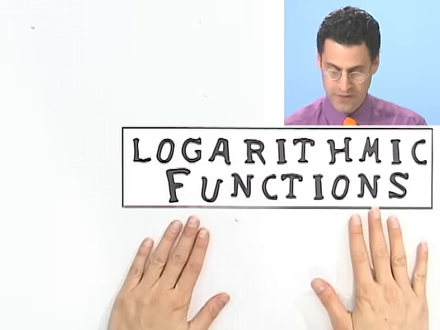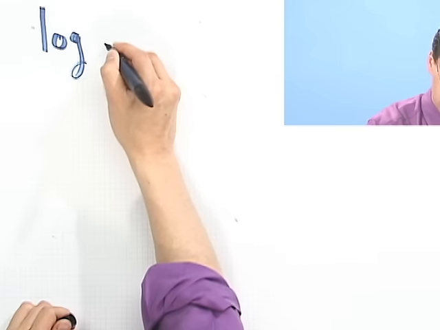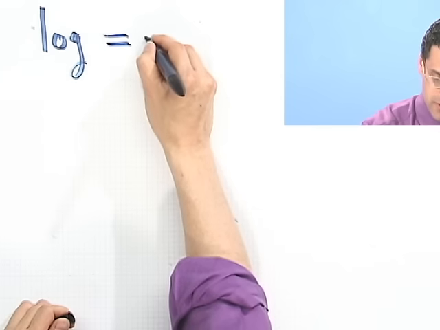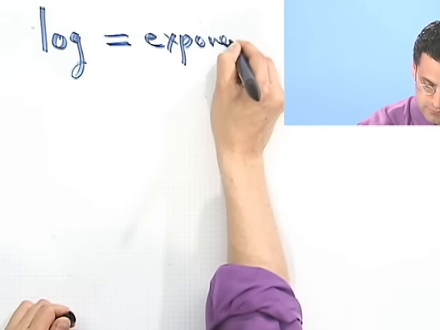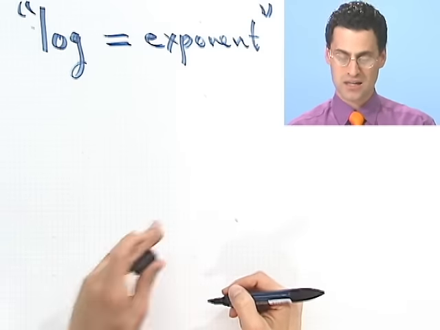And here is the chant. A log is an exponent. Say it with me. A log is an exponent. If you remember that chant and nothing else, you can get out of almost any log jam that you get into. So let's take a look and see what exactly logarithms are and what logarithmic functions are. The thing to remember is that a log is, that means equals, an exponent. That's the little chant, the mantra that I want you all to chant. A log is an exponent.